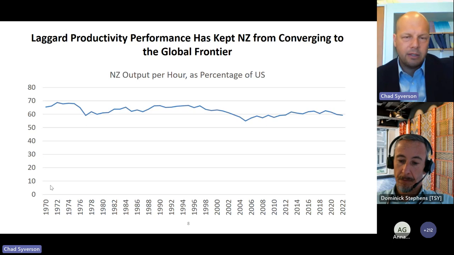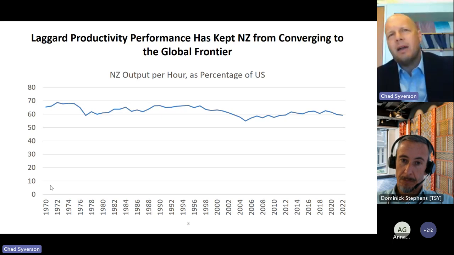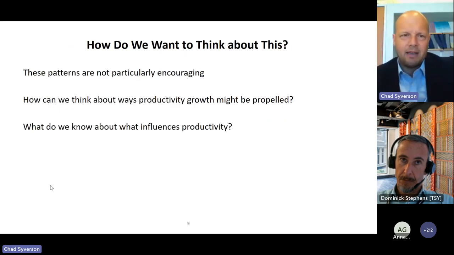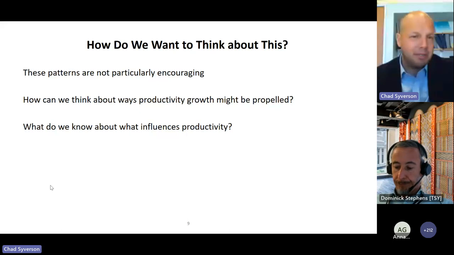So while New Zealand has had productivity growth, it hasn't been any faster than the world frontier. And so again, as a fraction of say US productivity, we haven't seen any real movement on that dimension. So how do we want to think about this data I've shown you? To be honest, these patterns aren't particularly encouraging. There's a worldwide productivity slowdown, New Zealand suffering from it too. Even before the slowdown, there was no sign that New Zealand was converging to the world frontier.